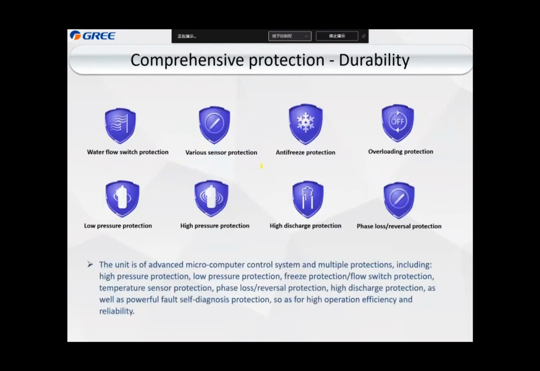And the next is comprehensive protection and durability. For this modular chiller, we have a lot of protection. For example, water flow switch protection, various sensor protection, such as short circuit and open circuit, and antifreeze protection, overloading protection, high discharge protection, high pressure protection, low pressure protection. All this protection ensures the whole unit works more reliably. We can avoid damage. So, various protection.